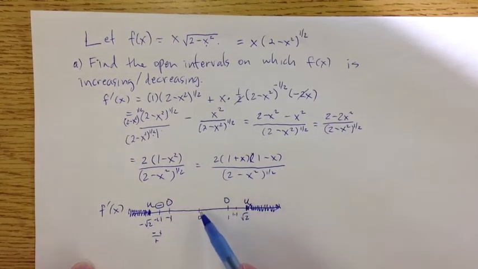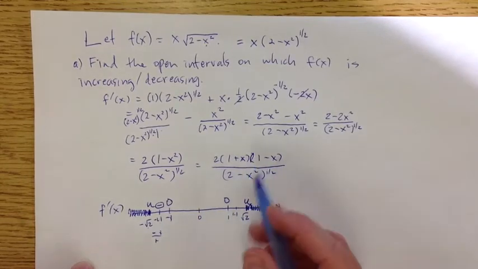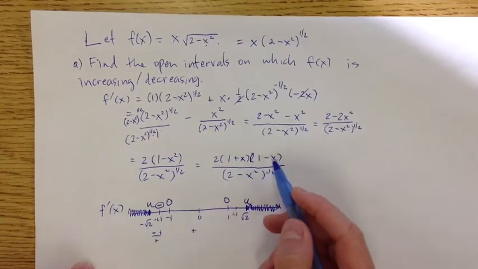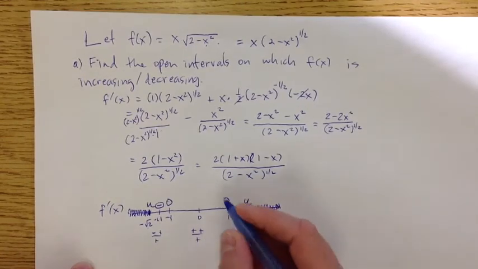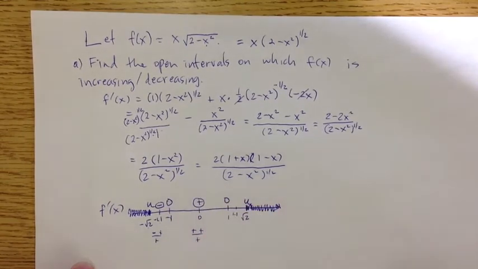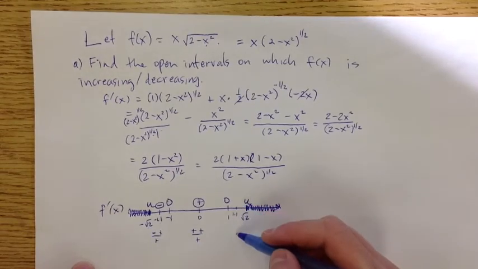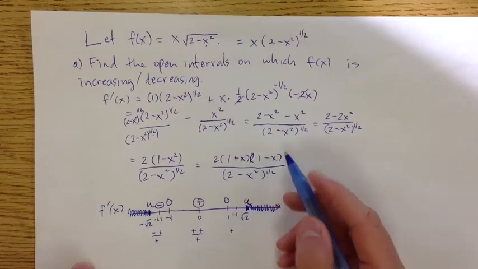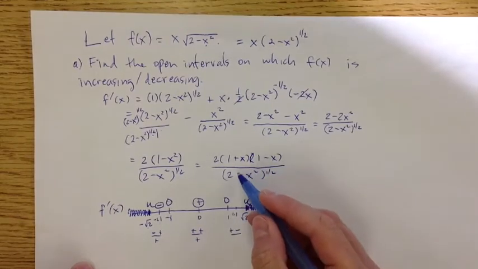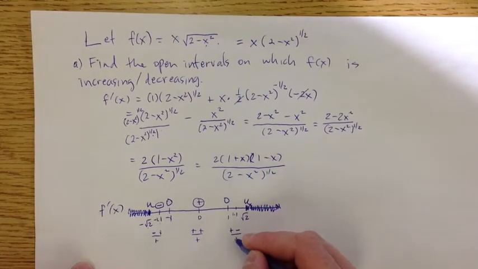When x is 0, I have 1 plus 0, so that's positive. 1 minus 0, positive. 2 minus 0, positive. Finally, when x is 1.1, we have 1 plus 1.1, positive. 1 minus 1.1 is negative. 2 minus 1.1 squared is positive.